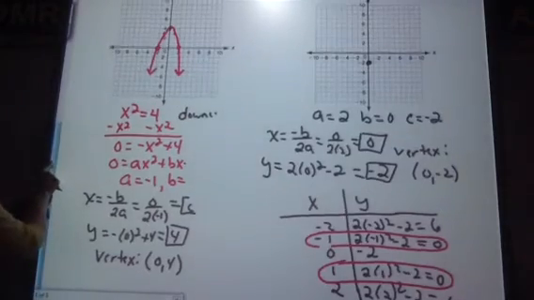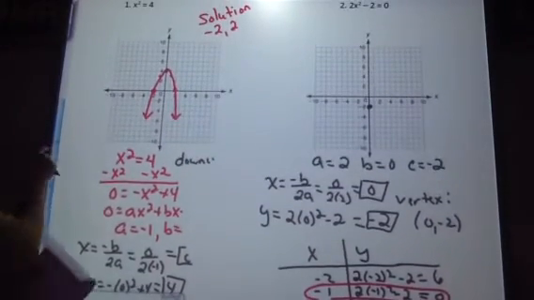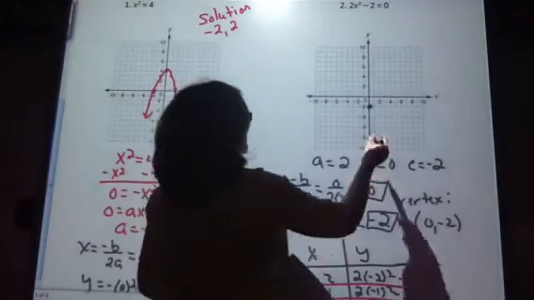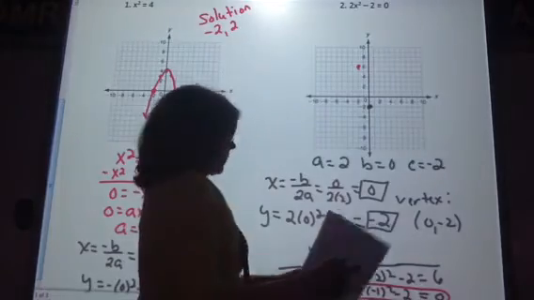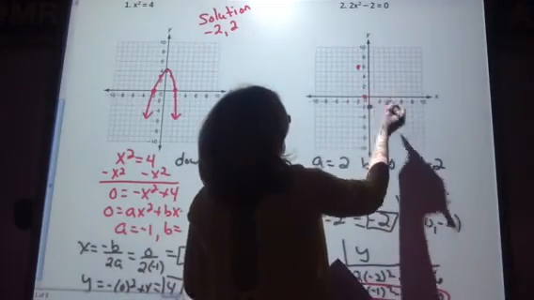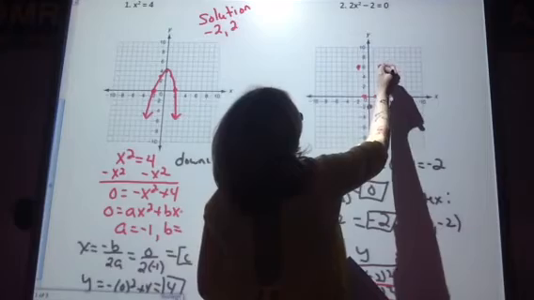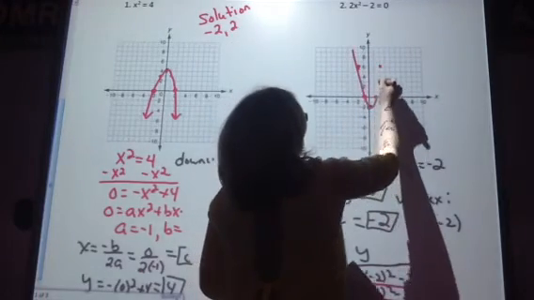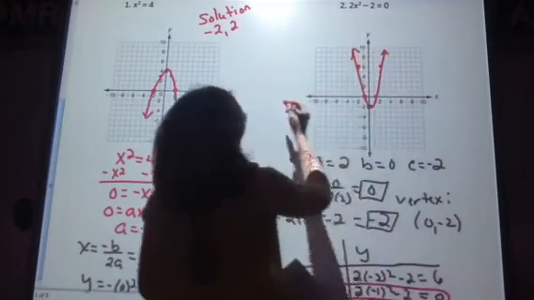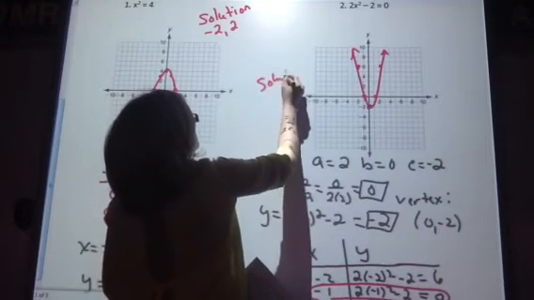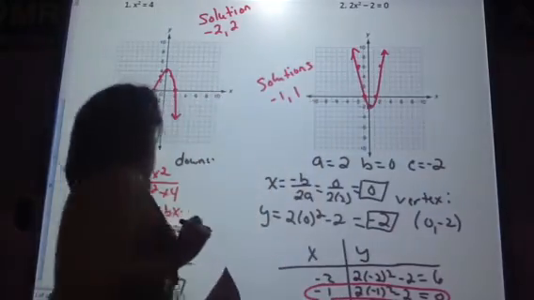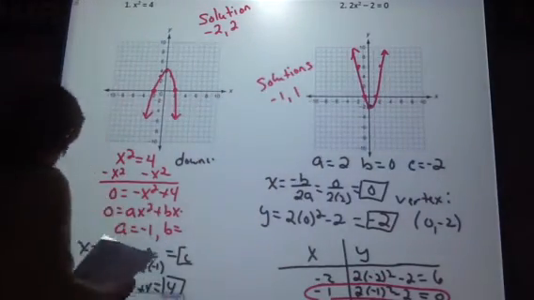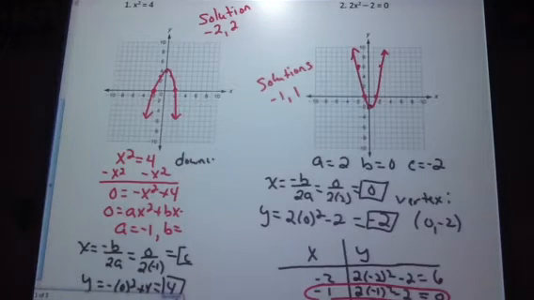Now let's go up here and graph it. So we have -2, 6. We have -1, 0, +1, 0, +2, 6. So our solution on this one is -1 and +1. Okay, let's do another one.